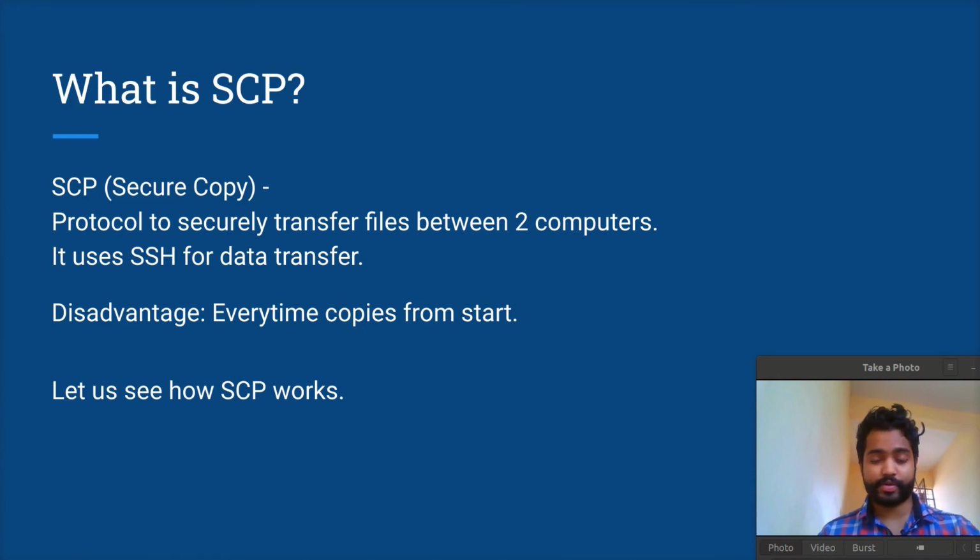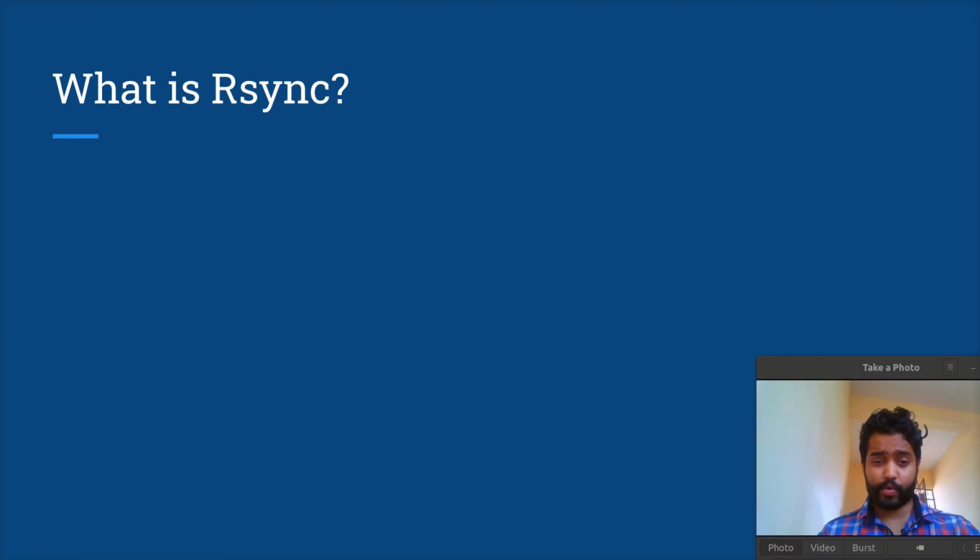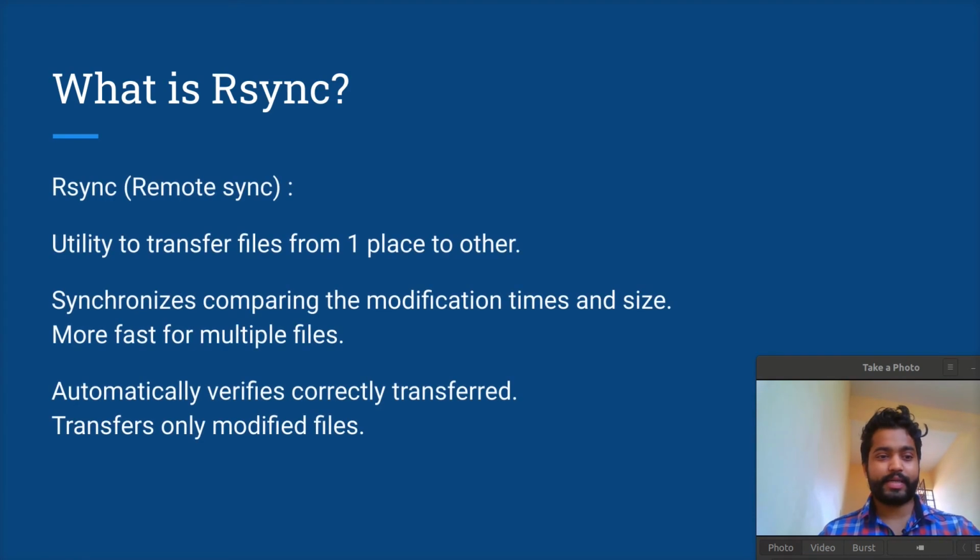What is rsync? So rsync is actually remote sync. It is a utility to transfer files from one place to another. It can be done locally as well. Here we'll be using it to transfer files from local to an EC2 instance. It actually synchronizes those two directories by using the modification times and the sizes.